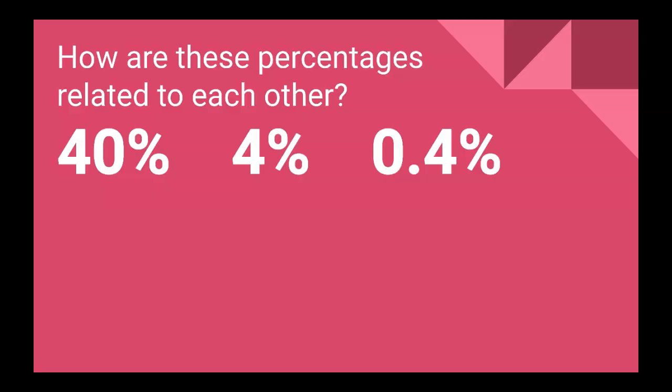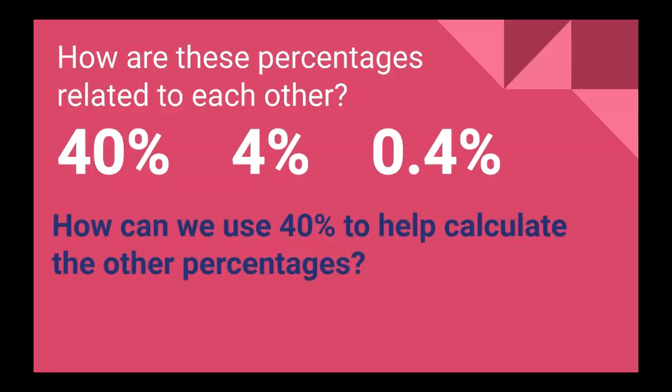So again, we'll try to look at some examples together and see what you can do. If you see 40%, 4%, and 0.4%, how are they related to each other? Well, you just know they're each 1/10 of the one before it. So how could we use 40% to help calculate the other percentages?